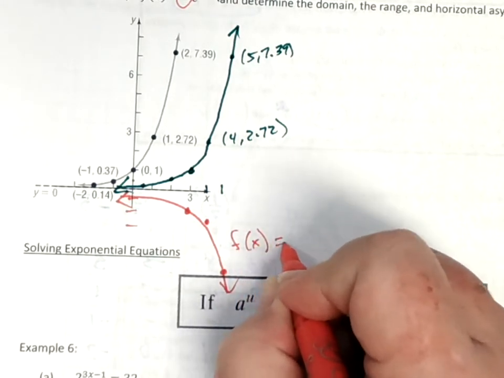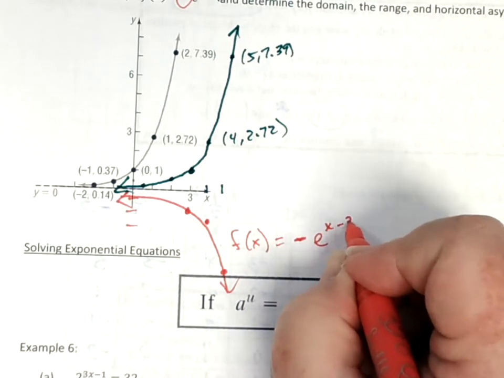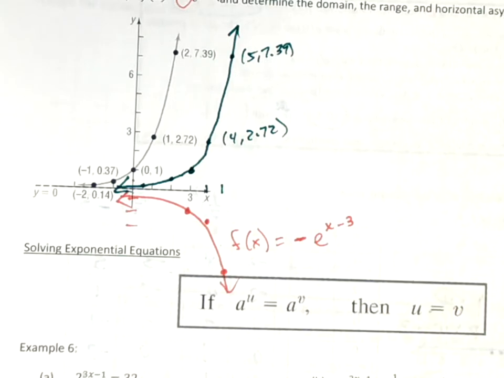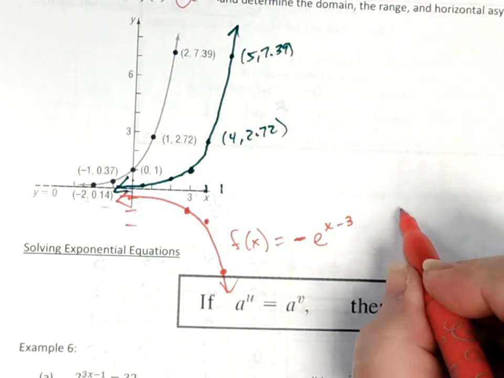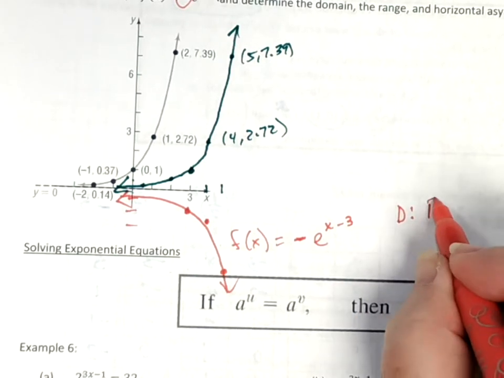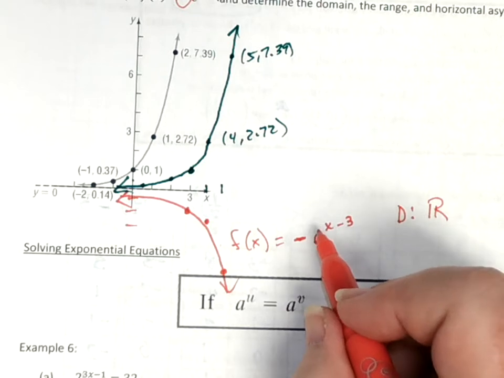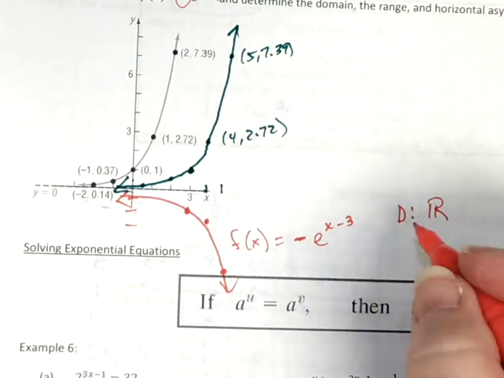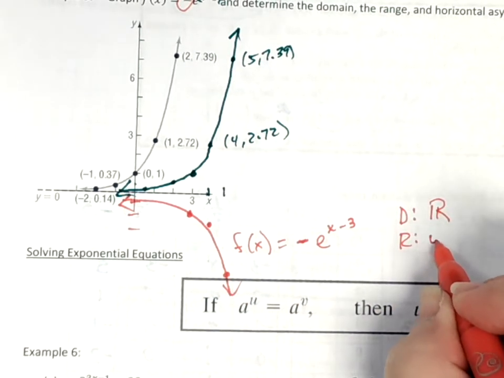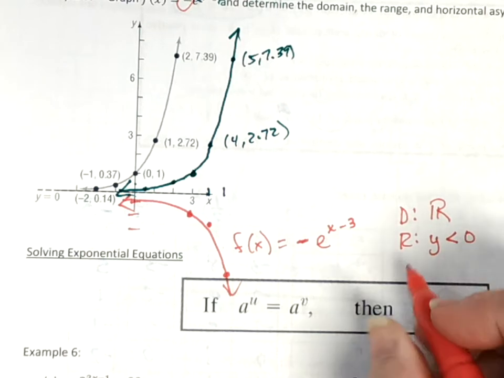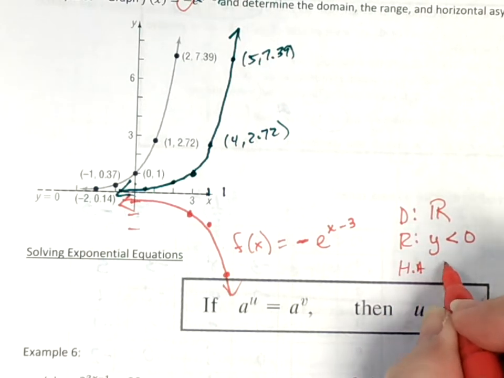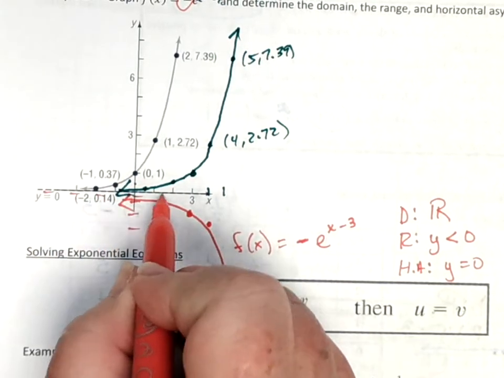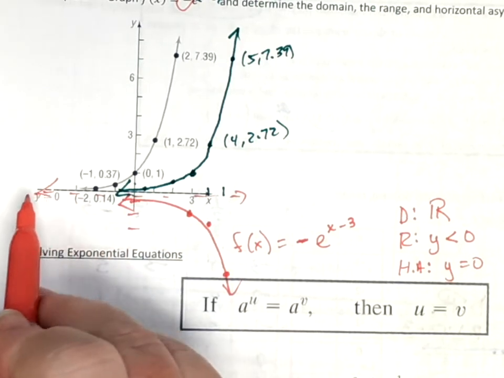This right here is the graph of negative e to the x minus 3. That's e to the x moved right 3 and reflected over the x-axis. Well, what has that done to the domain? Nothing. All real numbers is still all real numbers. But what did it do to the range? The range is now under the x-axis. My range is no longer y is greater than 0. My range is y is less than 0. My horizontal asymptote, however, is still y equals 0, because this is going to approach, as x is negative, closer and closer to 0.